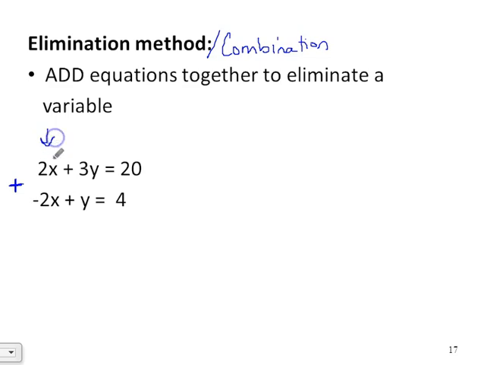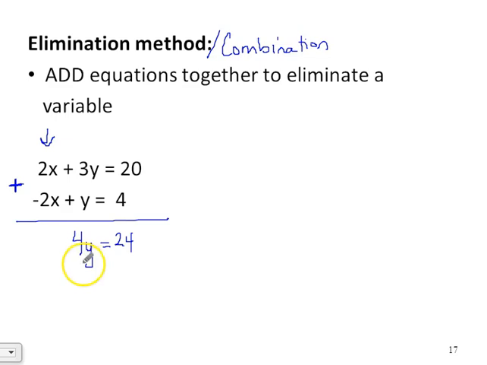So look at this. If we combine or add these two equations together, they're nicely lined up, our x's and our y's. Look what happens to our x's when we add these two equations together. We've got 2x plus negative 2x, so there's no x's left. They're eliminated. Now we've got 3y plus 1y, so we are left with 4y. And then 20 plus 4 is 24. So now we've got 4y equals 24. We've eliminated the x's, and now we can focus on just solving for the y's.